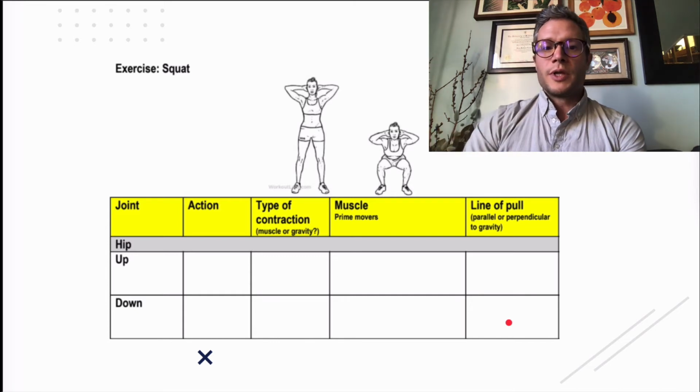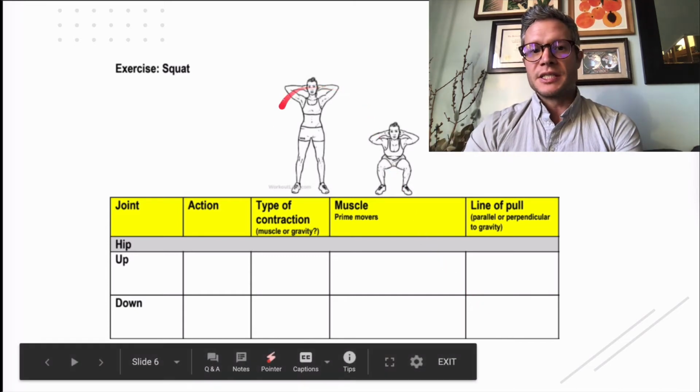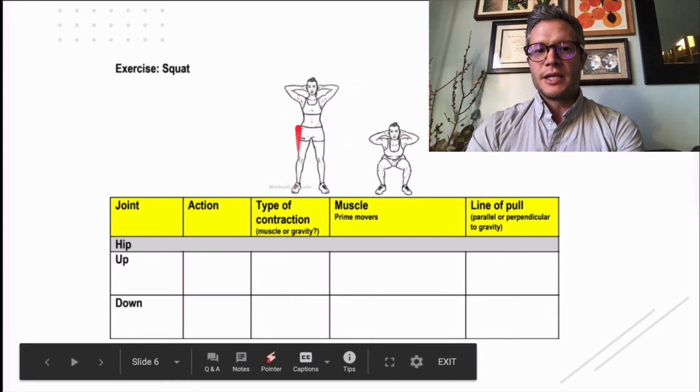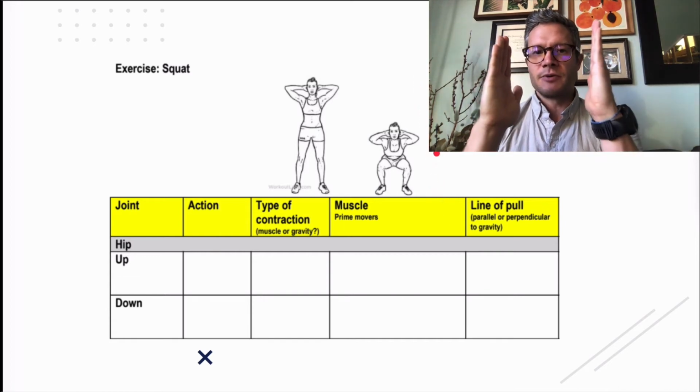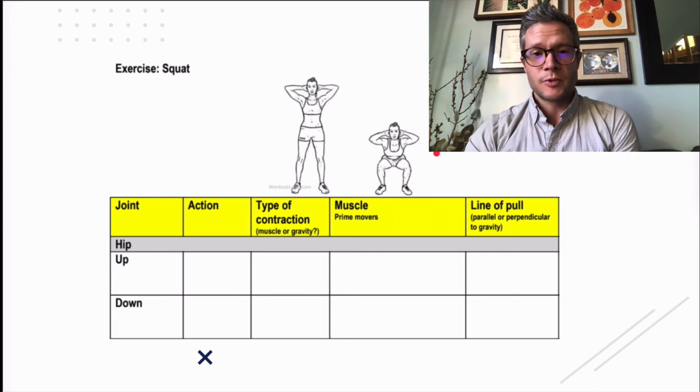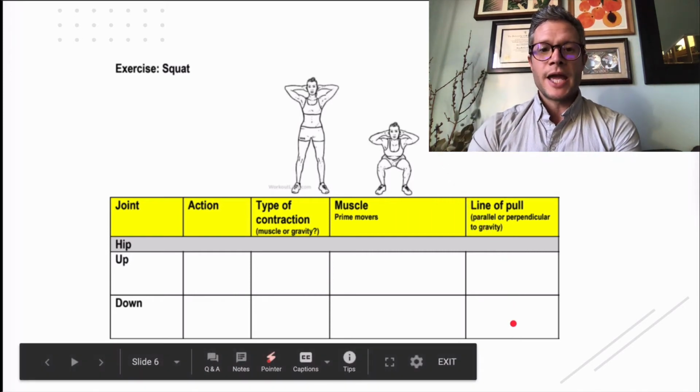So we can look at what the resistance is in this example, and we know it's our body. So our body, if we're going up and down in a squat, what direction is that? That's up and down. So if you're going up and down in a squat, that is this direction, and gravity runs this way, so it's parallel. Okay, so we can say both on the way up and down, our line of pull is with gravity. And this makes sense, right?